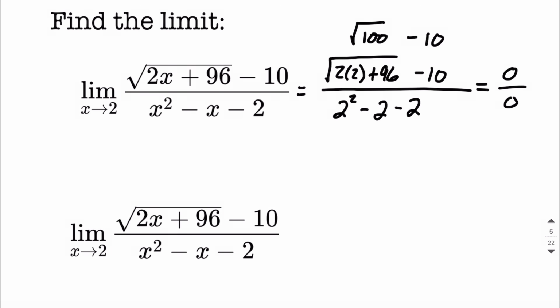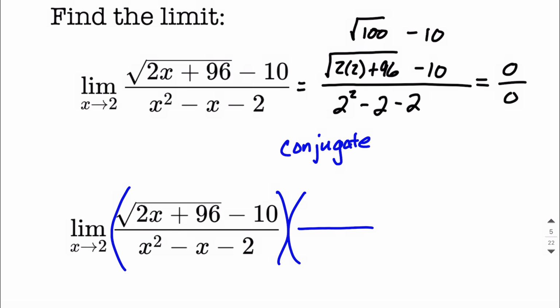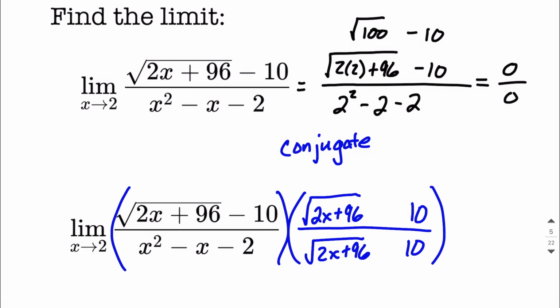The next thing I notice as I look at this is we have that square root in our numerator. So with the square root in the numerator, we're going to multiply both the numerator and denominator by what we refer to as the conjugate of the numerator. So what that means for us is you're going to have that same square root, 2x plus 96, numerator and denominator, and you're going to have that same 10 numerator and denominator, but because this was a subtraction, the conjugate means we're going to reverse the sign, so that's going to be an addition in between those two.